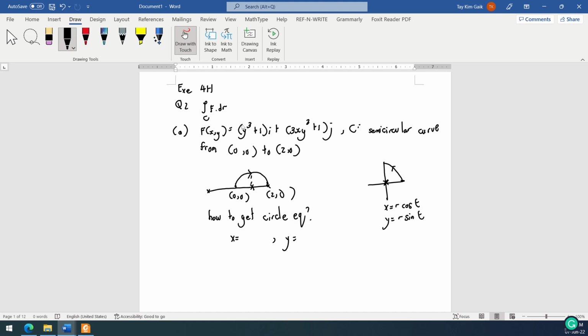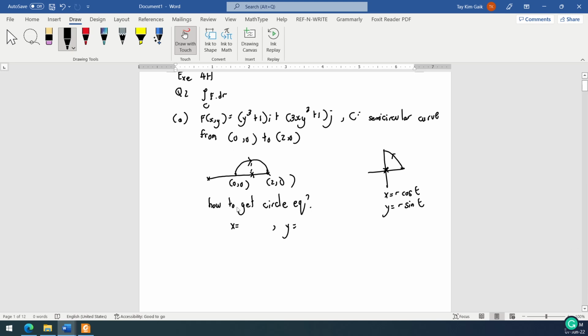In that case, let's try to check whether F is conservative, because this case is difficult. First of all, you need to get the circle equation. Then after you get the circle equation, you can let x be t or y be t. Then you can get the parametric equation, so that you can evaluate the line integral of the vector field. If this is a little bit difficult, then we try to check whether F is conservative.